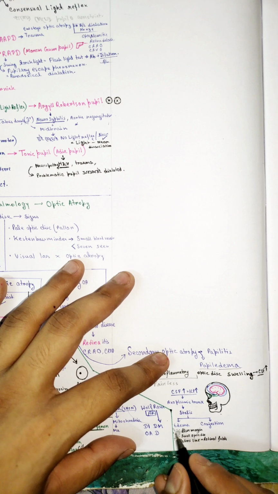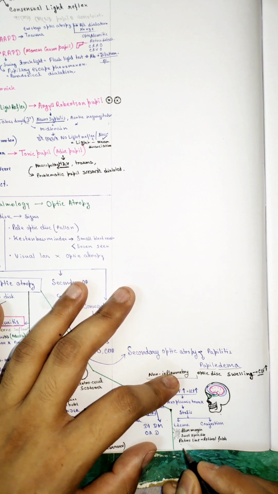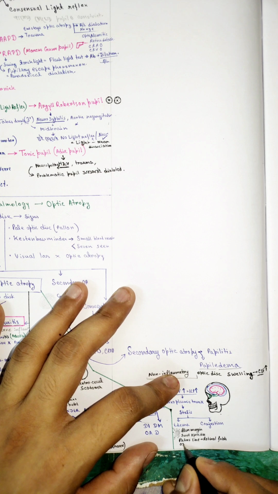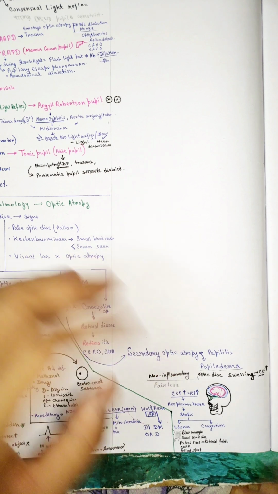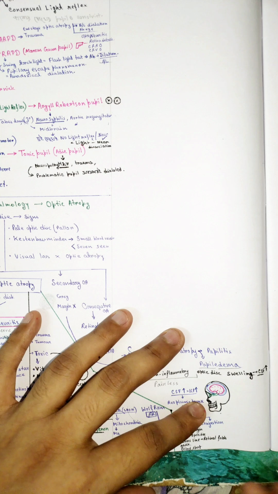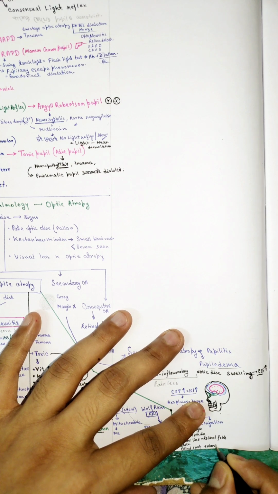The optic disc will look like a champagne cork. Obviously, the blind spot will increase. What is the blind spot? The blind spot is nothing but the optic disc. So, the blind spot will enlarge. Simple thing.